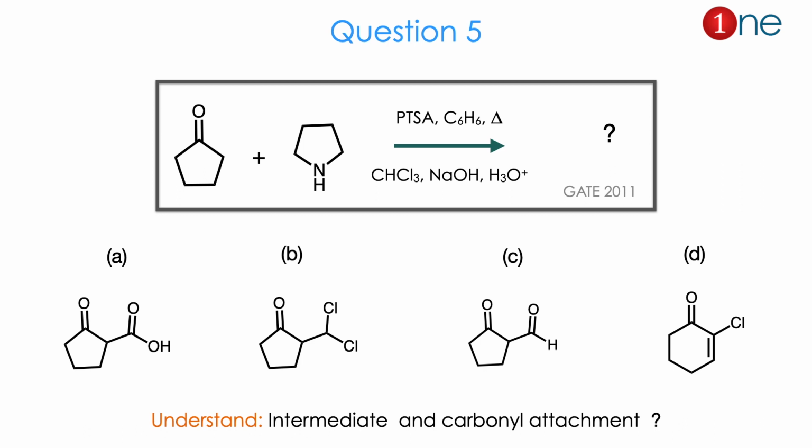The product can be of 4 types. What really happens is the carbon attachment to the ring, whether it's attached as an acid or dichloride, or the ketone with aldehyde, or the chloride attachment which is in the second position. So from the reactant to product, from the reagents you might guess the intermediate is important and the carbonyl attachment is the real question and its fate. The answer is D. Let us see how.